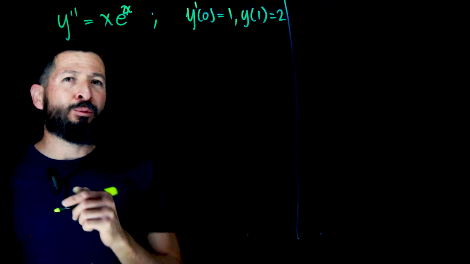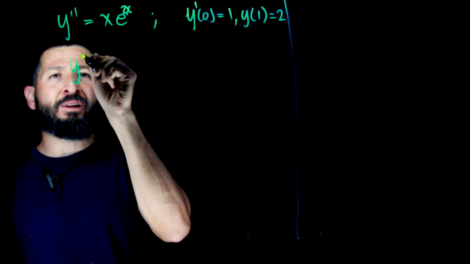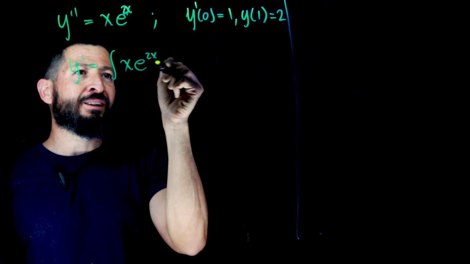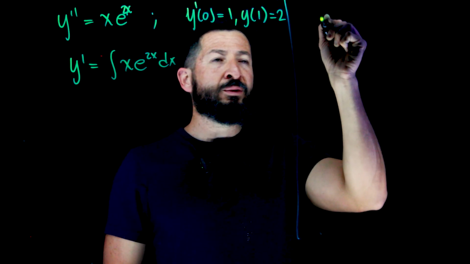So we have again the case of a y double prime. What I'm going to start doing is I'm going to integrate one time. So I get y prime is going to be equal to the integral of x e to 2x dx. That's an integration by parts, as we did before.